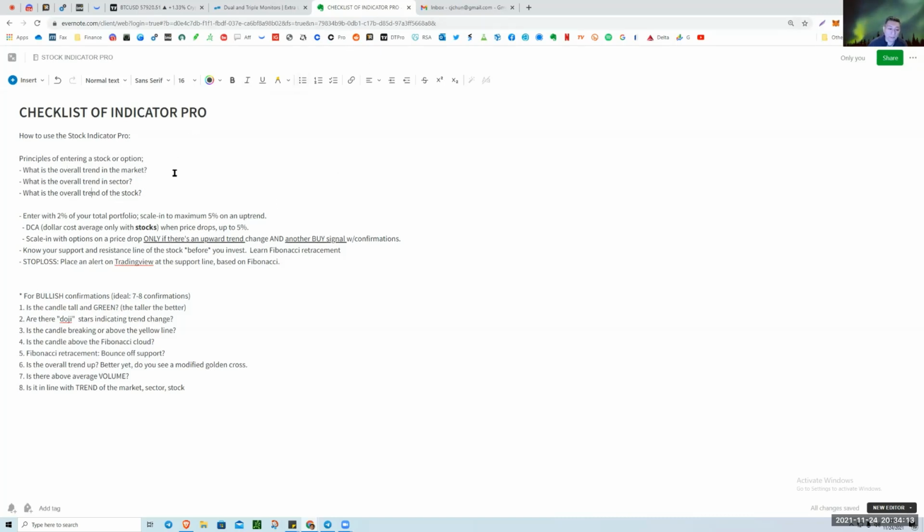Okay, I'll go over that part definitely. I typically say, hey, put in 2% of your total portfolio if you're going in a vertical spread, and then scale into a maximum of 5% on an uptrend. And that is a maximum on any given stock or option trade. I've broken that rule a few times, but typically, this is for risk management.